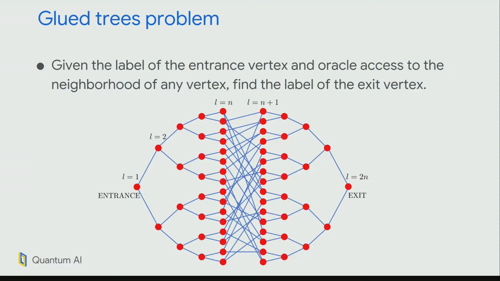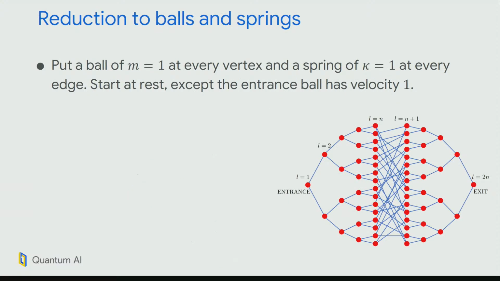And I'm going to show you how to reproduce the quantum algorithm using balls and springs in kind of the most obvious way, which is I'm going to put a ball at every vertex, and I'm going to put a spring at every edge. So that's kind of what you would do with a problem like this. The red dots are balls, the blue lines are springs. All the balls have mass 1, all the springs have spring constant 1. So it's a very simple system in that sense.